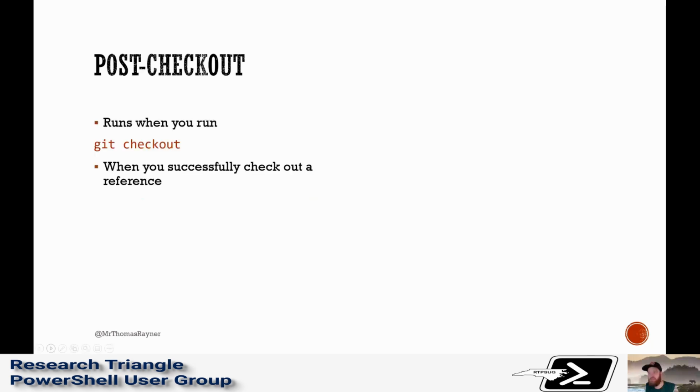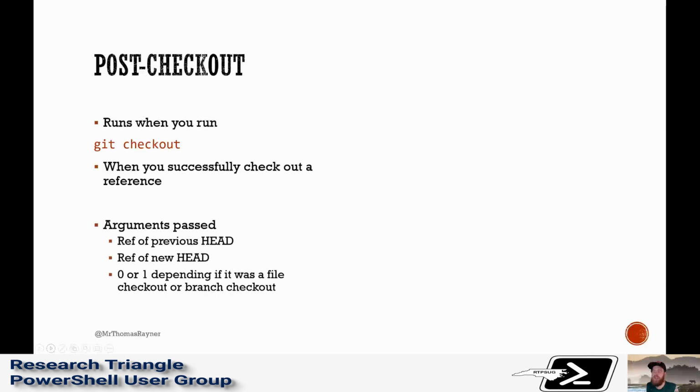Post checkout is one that I think is a little underrated. This runs when you run git checkout. So you can be checking out a new branch, an existing branch, or checking out a file to change the modifications you've made to it, but it runs anytime you successfully check out a reference. It passes what the previous head was or the new head was, and then a 0 or a 1 depending if it was a file or a branch. And so basically the arguments that are passed here just tell you where you were and what you moved to because you checked out a new reference, right?